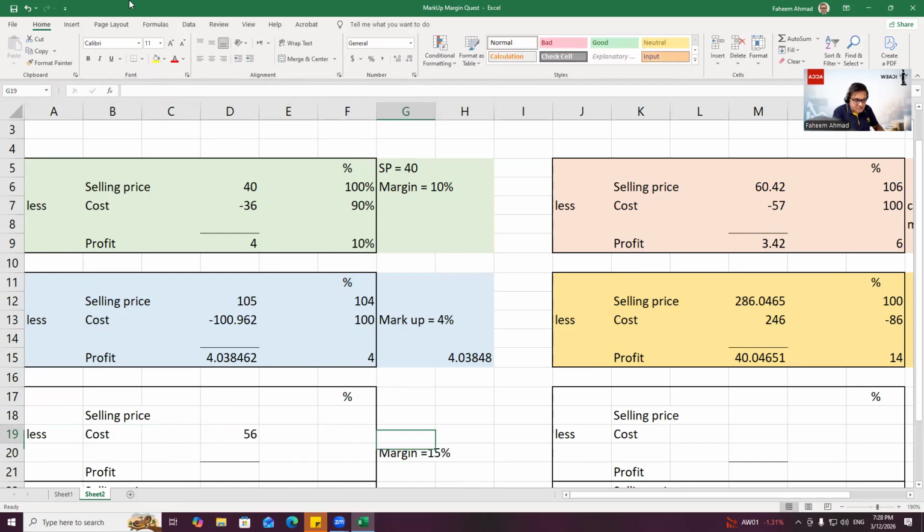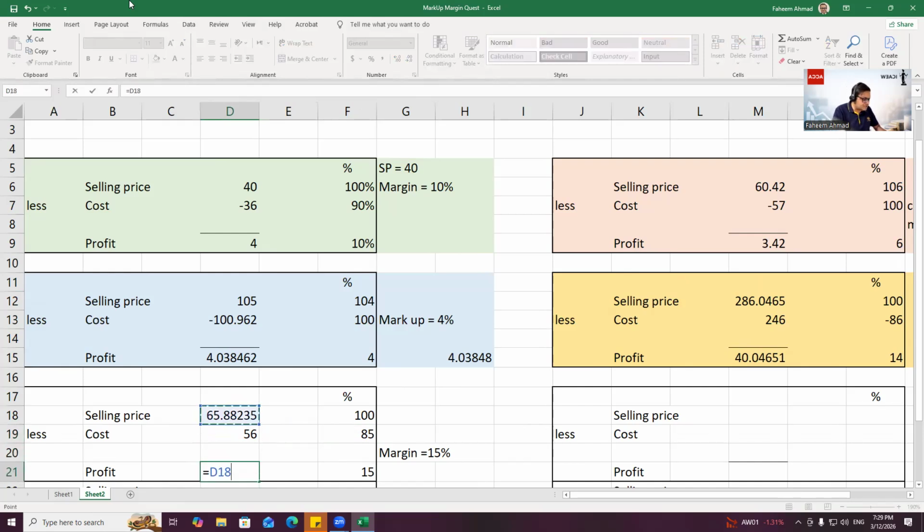I can see the word margin, so I will put selling price as 100%. Margin is 15, that means cost is 85%. 56 cost represents 85%. I'm going to break this into 85 pieces and multiply by 100. This is what we call grossing up.